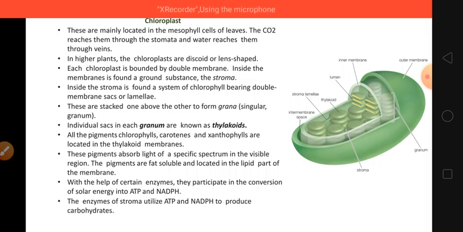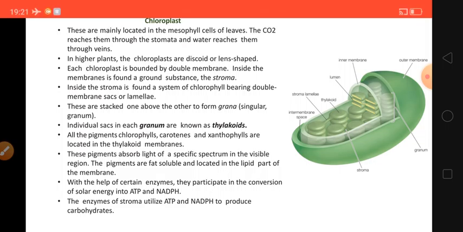Okay, you will understand the light and the dark reaction better when we take this chapter forward. Now these pigments absorb the light of a specific spectrum in the visible region. The pigments are fat soluble, so they are located in the lipid part of the membrane. Now with the help of certain enzymes, they participate in the conversion of solar energy into ATP and NADPH.